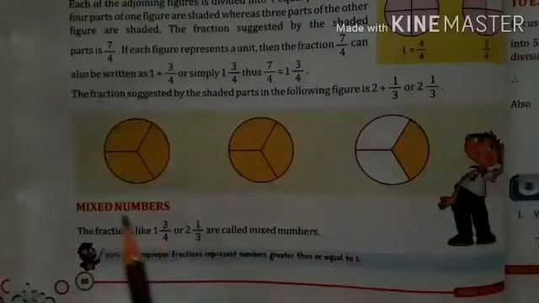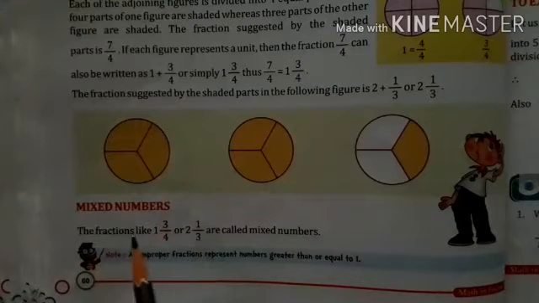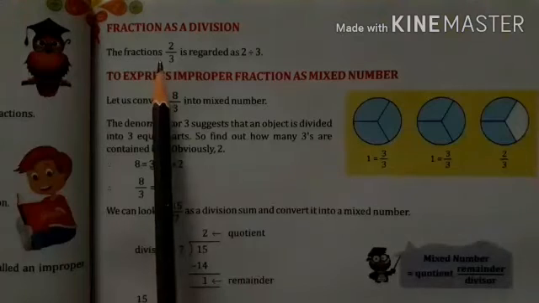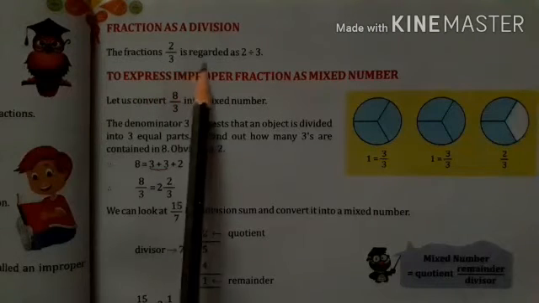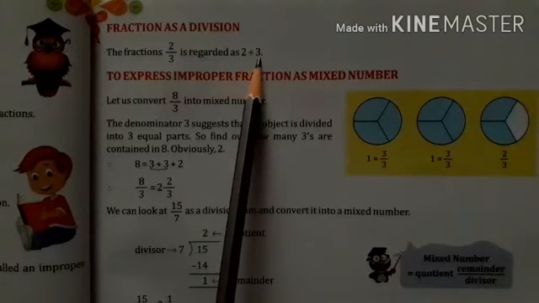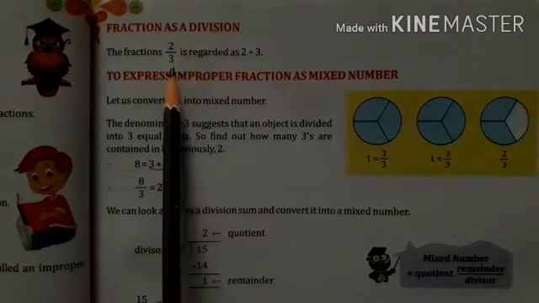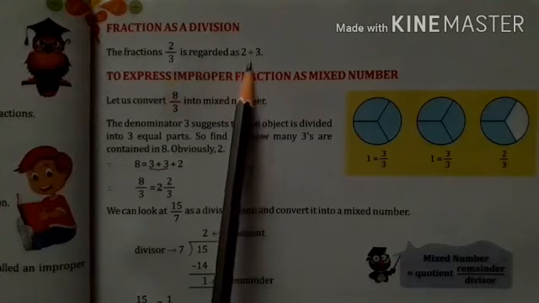Okay. Next, mixed numbers. The fractions like 1 3/4 or 2 1/3 are called mixed numbers. So it is a mixture of a whole number and a fractional number. Okay. Next, fraction as a division. The fraction 2 by 3 is regarded as 2 divided by 3. So we can express 2 by 3 as 2 divided by 3 as a division.